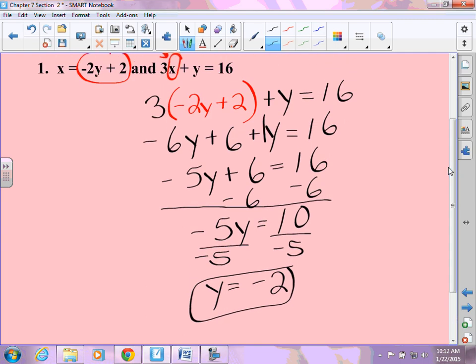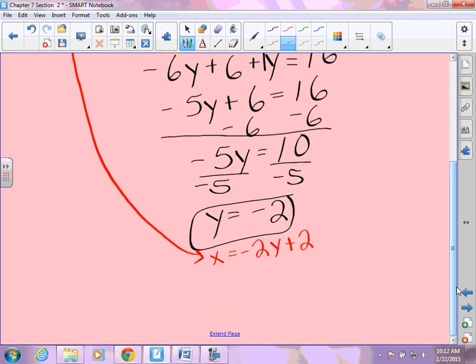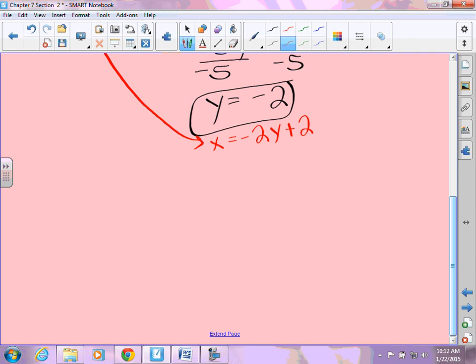So I'm going to write underneath that, x equals negative 2y plus 2. I'm going to take that from up here, and I'm going to bring that down here. And I'm going to use it because it's going to work out perfect. I could use any equation. It doesn't matter. But this is probably the best one to use, right? So I'm going to go x equals negative 2, and I'm going to put in negative 2 for y because I just solved for y.